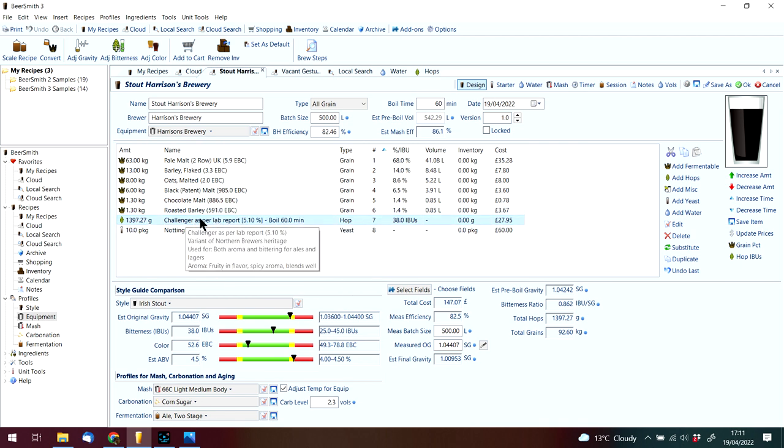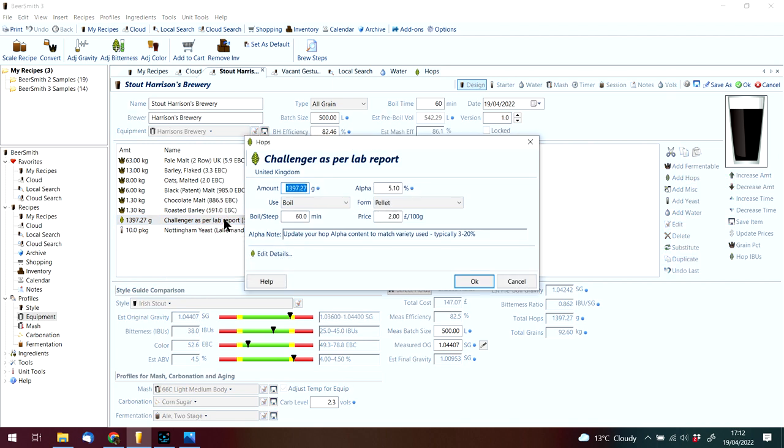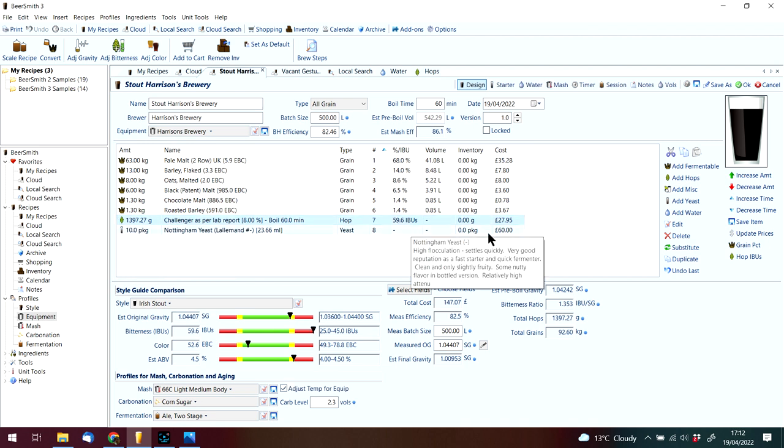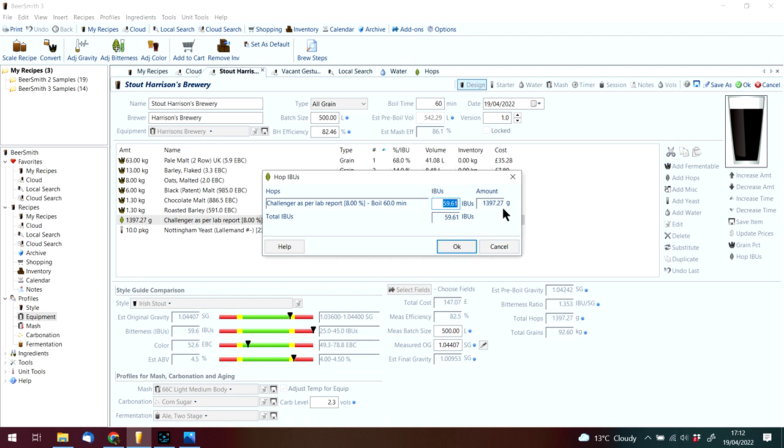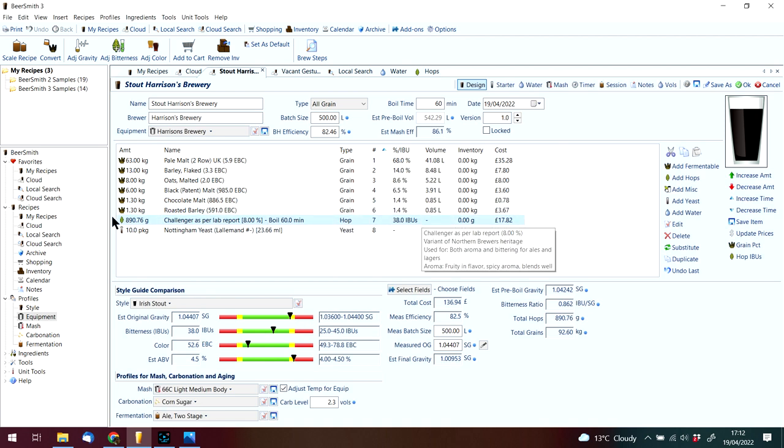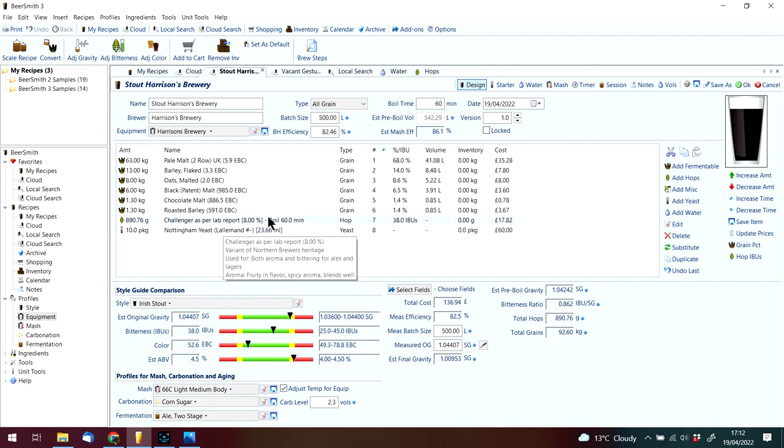So if we want to brew this with some new Challenger hops that we've just bought from Brookhouse Hops, let's say, and the alpha acid on those Challenger hops is 8%, then we'll change this to 8%, like that there. We'll go 8, and then what you'd have to do is come back to your hop IBU again and change that back down to 38, and it'll tell us we need 890 grams to get there. So there we have it. I hope that made sense.